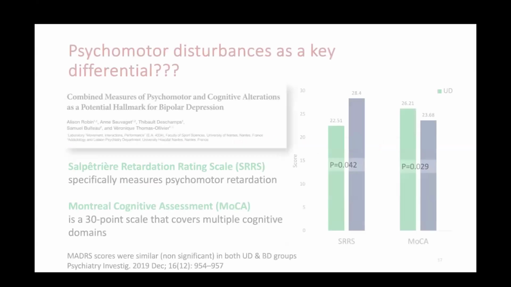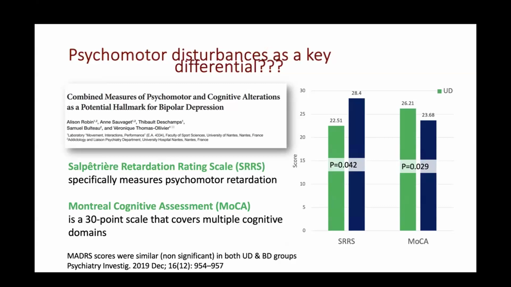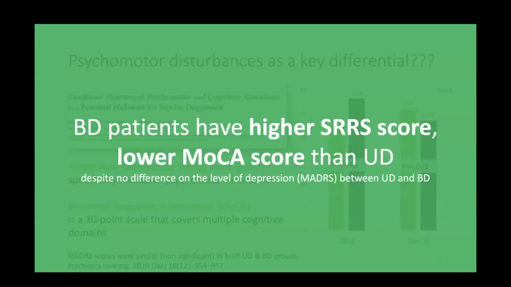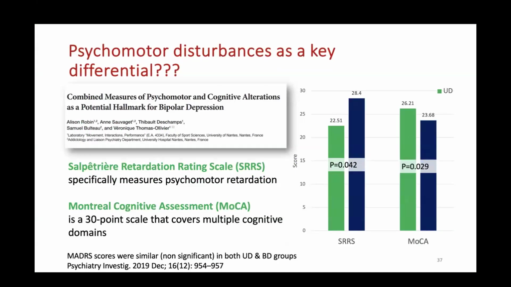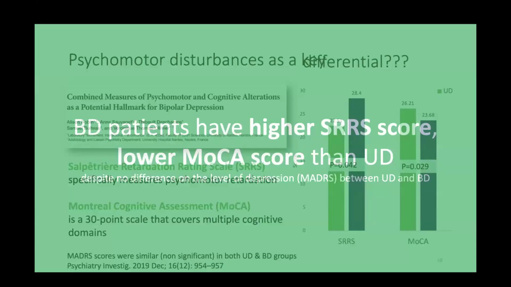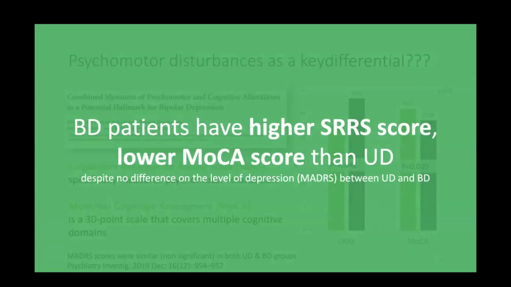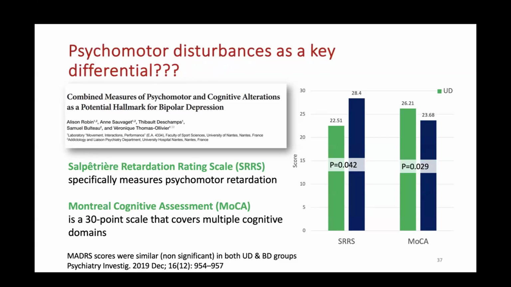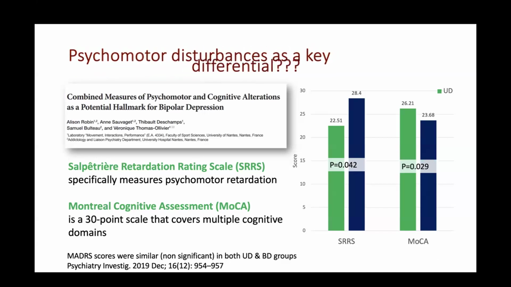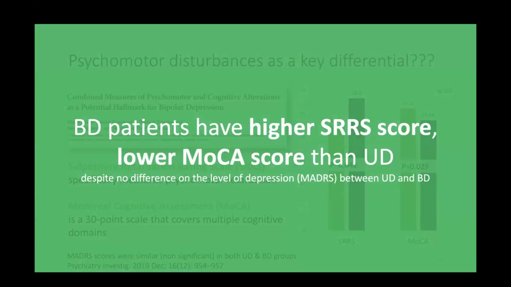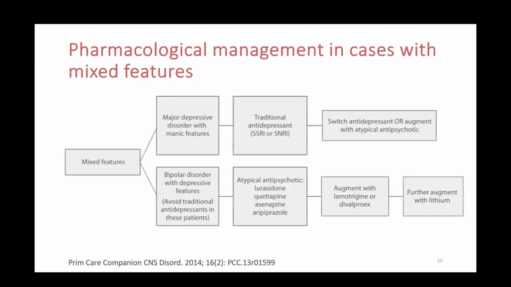Cognitive and psychomotor components. Let's look at this. Bipolar depression patients have a higher SRS score and a lower MoCA score than unipolar. So this is the scale. We have the Salpêtrière Retardation Rating Scale, which specifically measures psychomotor retardation. So what happens? Bipolar depression patients have higher psychomotor retardation. But if you look at the Montreal Cognitive Assessment, the bipolar patients have a lower score than the unipolar depression patients. Okay, but if you look at the intensity and the severity of depression, there is no difference between both groups of patients. But BD patients have a higher SRS score, meaning they have greater psychomotor retardation and lower cognitive skills. So this is one of the differences.